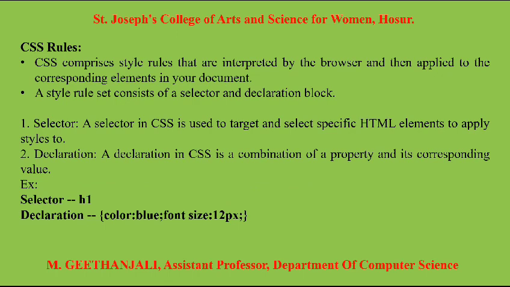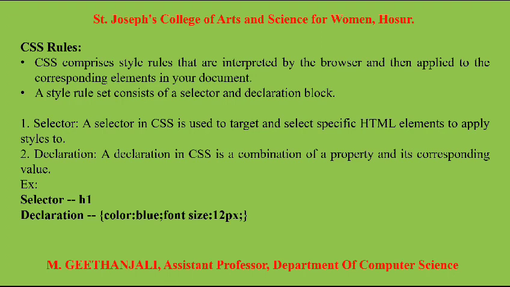What are the rules we are going to follow in CSS? CSS comprises styles that are interpreted by the browser and applied to the corresponding element in your document. The style rule consists of two blocks. One is the selector block, another is the declaration block. The selector block in CSS is used to target and select specific HTML elements to apply the styles. In the declaration block, a declaration in CSS is a combination of a property and its corresponding value.